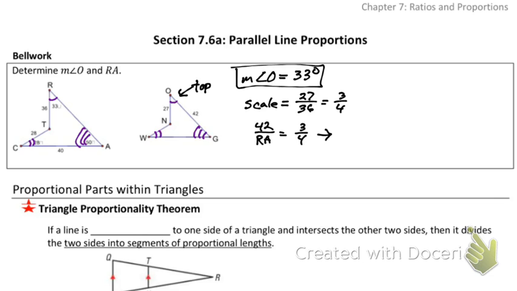Remember, we are using our means extremes to multiply our means and our extremes. So we're going to have 3RA is going to equal 168. 168 divided by 3 is going to equal 56. RA equals 56. All right, questions on the bell work?